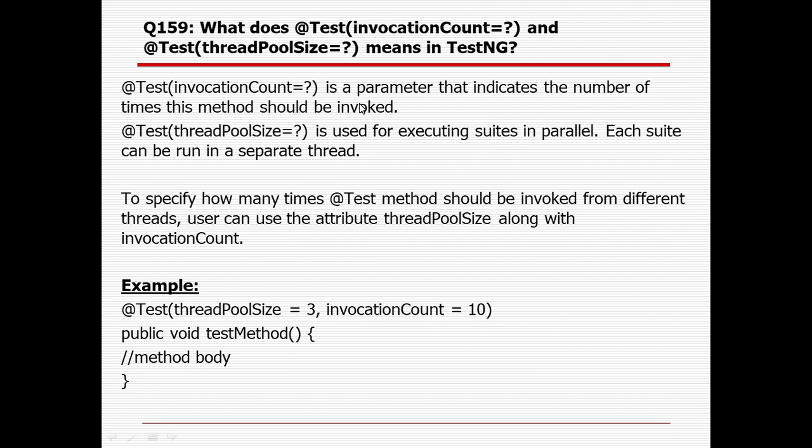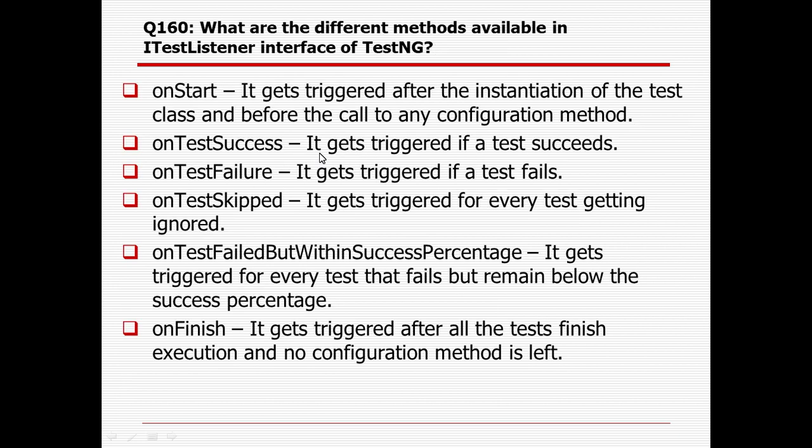So invocationCount means it will run a particular method multiple times, and threadPoolSize means it will run in separate threads. To specify how many times a test method should be invoked from different threads, the user can use the attribute threadPoolSize along with invocationCount. In the example I have given, threadPoolSize is 3 and invocationCount is 10, and we are creating a method. As per invocationCount 10, it will run 10 times, and as per threadPoolSize 3, three different threads will be created, running in separate threads for parallel testing.